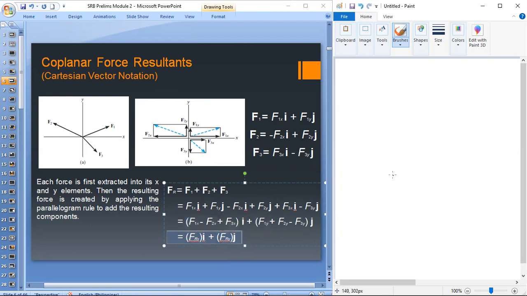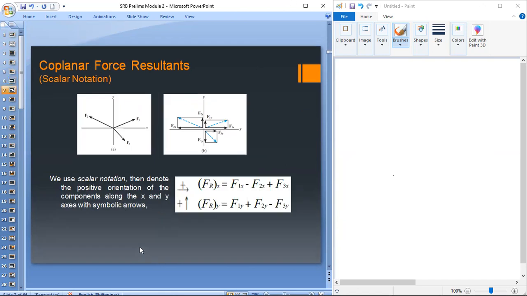So, same lang yan, no? Nung sa example natin kanina, isa lang. So, dito, tatlo. So, ganyan yung form niya. Okay? And then, yung planar force resultant, by using scalar notation naman, simply lang na summation ng resultant force mo ng x and y. So, we have F1x minus F2x plus F3x. That is your scalar notation lang.